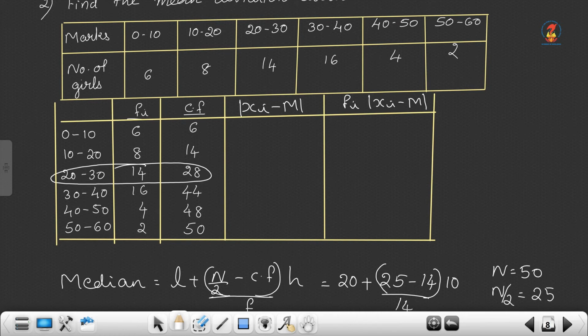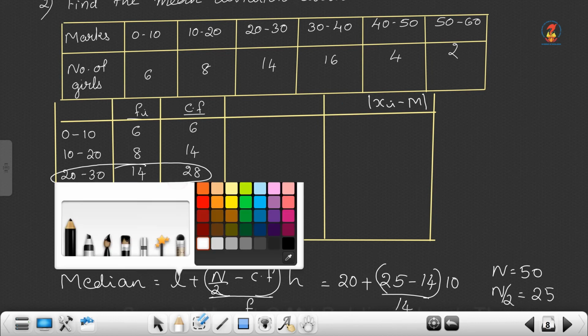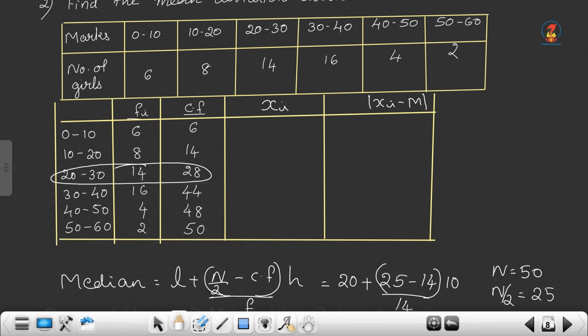So find xi minus m. What is xi? Oh, I didn't write xi. Xi means the mid value, okay. So we have to write xi's also. So I am rubbing this. Xi: 0 to 10, the mid value is 5. Then 15, 25, 35, 45 and 55. So one more column we need, that is fi into xi minus m.